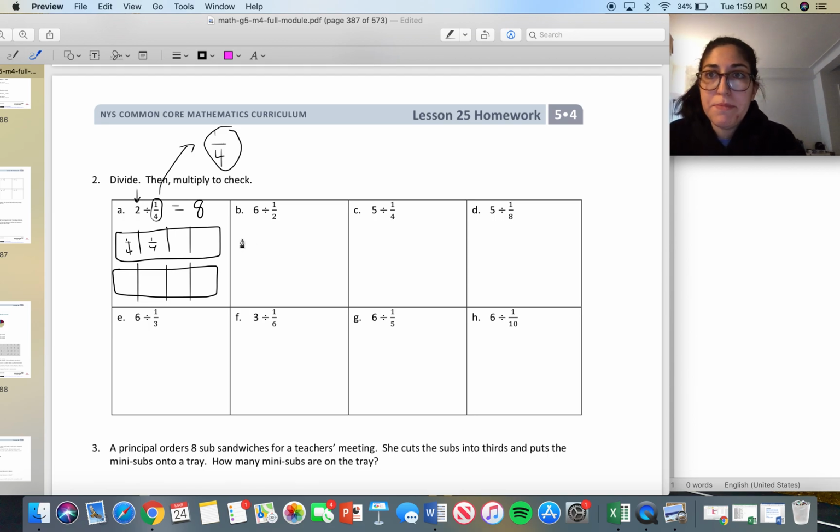All right, let's do B. Again, what does this number represent? I'm going to pause my mouth for a minute, and I want you to think, what does this number represent?